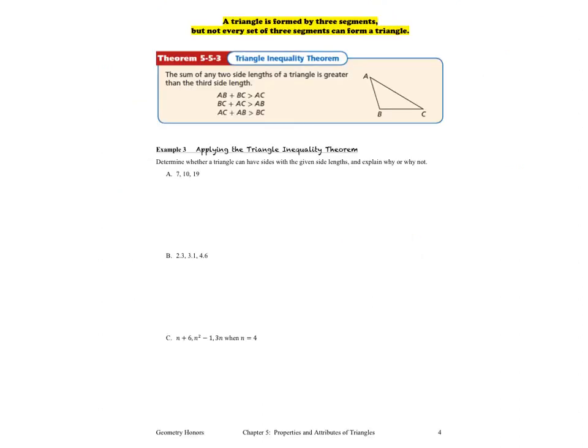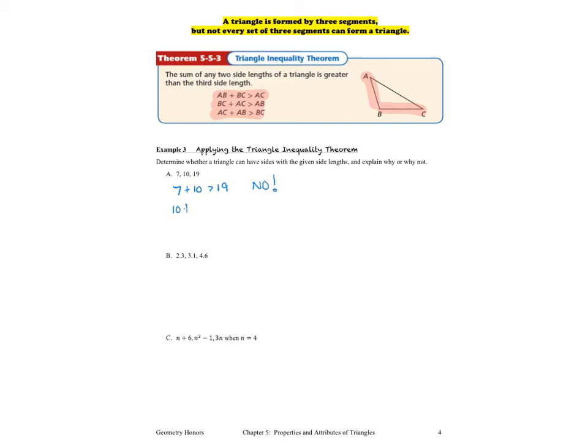The triangle inequality theorem states that if you add two sides of a triangle, they need to be greater than the third side. That's what's being shown here. So if you add AB and BC, they need to be larger than AC. And that goes for all three sides. So in example 3A, 7 plus 10 needs to be greater than 19. And it already isn't. So this cannot be a triangle.